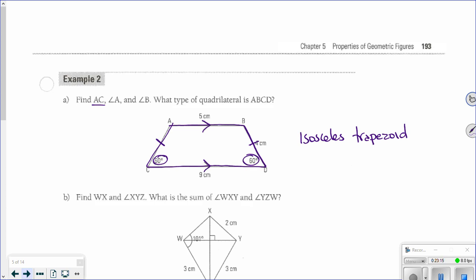This helps me because now I know the answer to finding the length of AC. AC is this line over here. It's the same size as its opposite side, which was 4 centimeters. So it's also 4 centimeters.